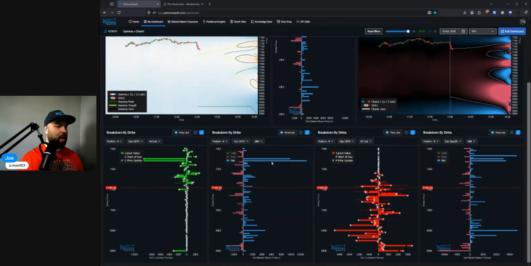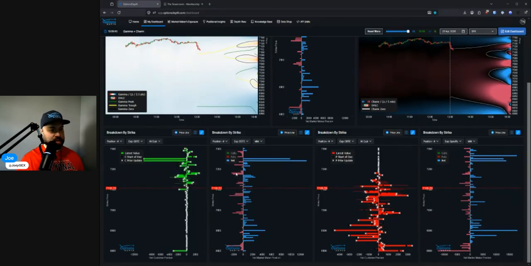Very, very simple, right? These positions are what create that gamma. So if a customer is short the call and the dealer becomes long that call, they're long that gamma. Vice versa, if a customer is buying a call or buying a put, you're going to see the opposite effect.